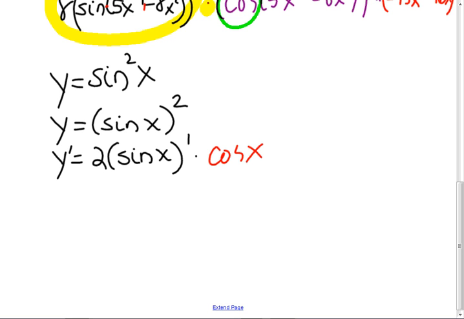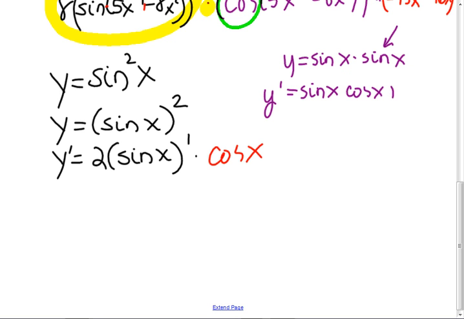Now, I can do that a different way. I could do y equals sine of x times sine of x. And then I could use the product rule. So I better get the same thing. It's the sine of x times the derivative of this sine, which is cosine of x, plus, then it's this one, sine of x, times the derivative of the other sine, which is cosine of x, which is 2 sine of x cosine of x. And I know that this is true because that's the product rule. Are they equal? Yeah.